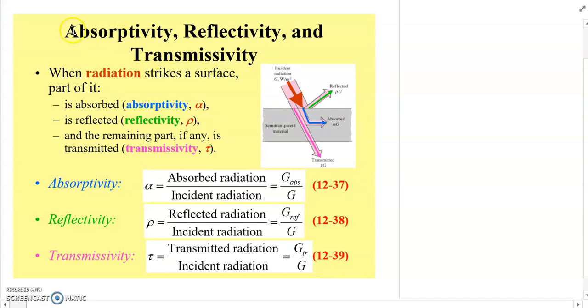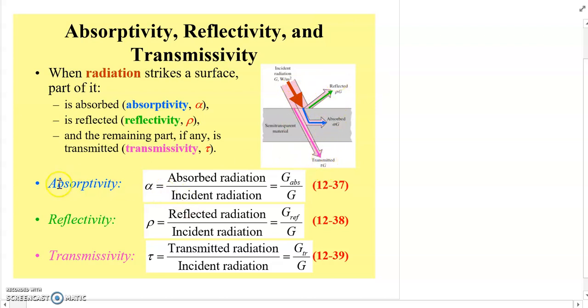Next is about absorptivity, reflectivity, and transmissivity. When radiation, the red arrow here, hits a surface, part of it will be reflected, and some of it, the green arrow and blue arrow here, will be absorbed by the surface or transmitted through the surface. So your incident radiation is equal to transmitted plus absorbed plus reflected.